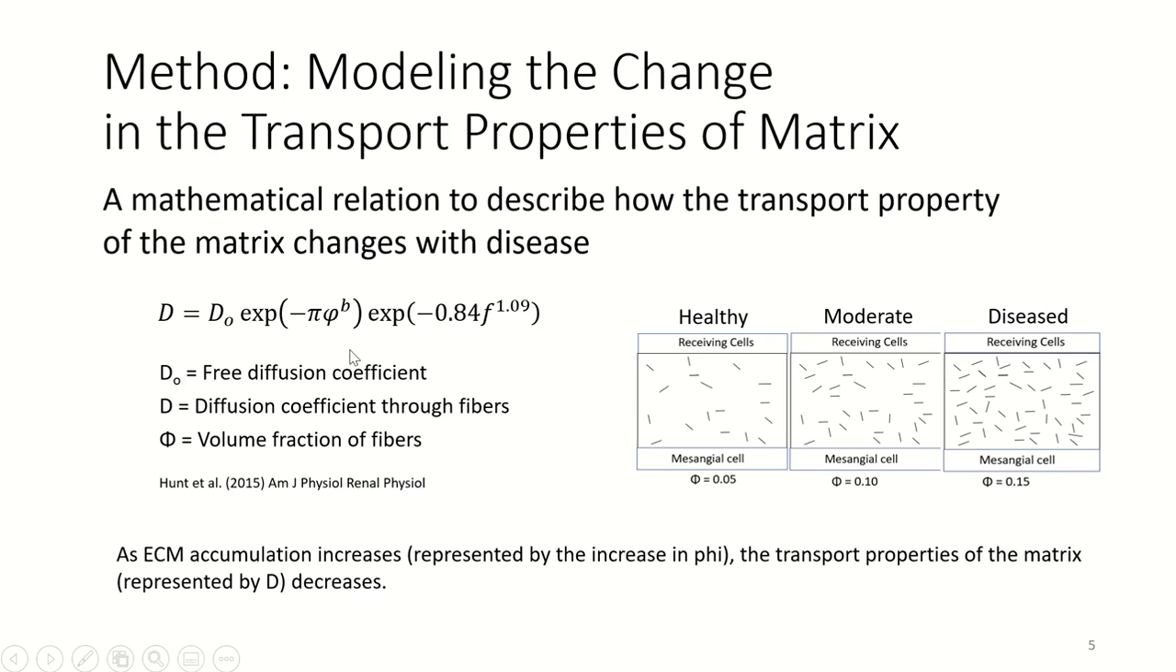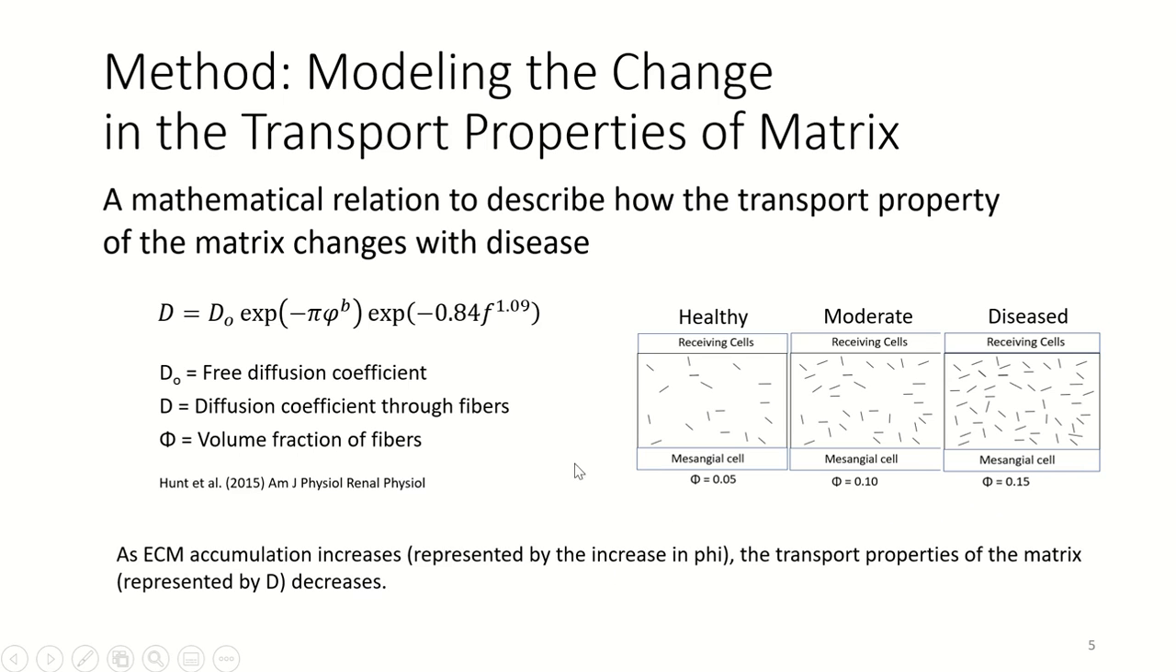This is an exponential decay relationship that shows that as the volume fraction increases, the diffusion coefficient decreases. So the more fibers there are, the ability of these molecules to traverse through this medium will decrease, because these fibers act as a hindrance for the propagation or movement of these molecules. Our hypothesis that as the extracellular matrix accumulation increases, the ability of cells to communicate will decrease, was based on this.